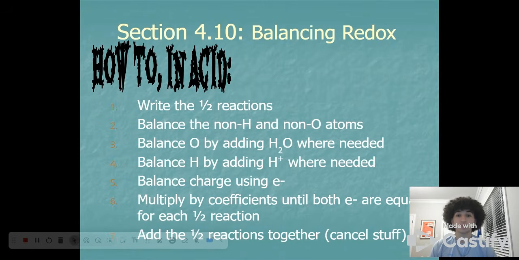When that's done, multiply each half reaction by whatever number makes the electrons in both half reactions equal. We're about to add them together, and the electrons need to cancel. Finally, like I just said, add the two half reactions together. Cancel everything that appears on both sides, which is usually hydrogen ions, water, and the electrons.